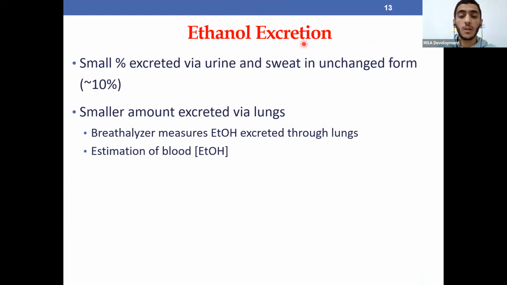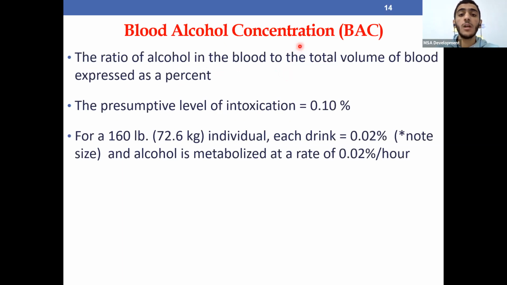Ethanol excretion. After the alcohol has been metabolized, this is the major pathway, we said 90%. There was 10% that would be excreted in the urine, excreted in the sweat, or exhaled in your breath, right? Now, the next concept is blood alcohol concentration. What this talks about, from its name, is basically the concentration of the alcohol in your blood, compared to the total volume of the blood.